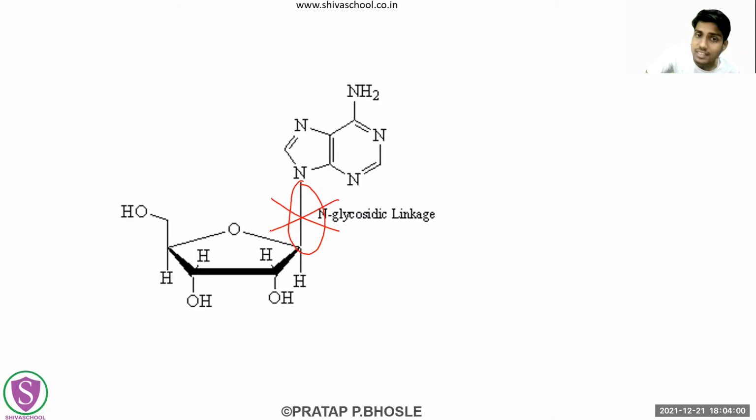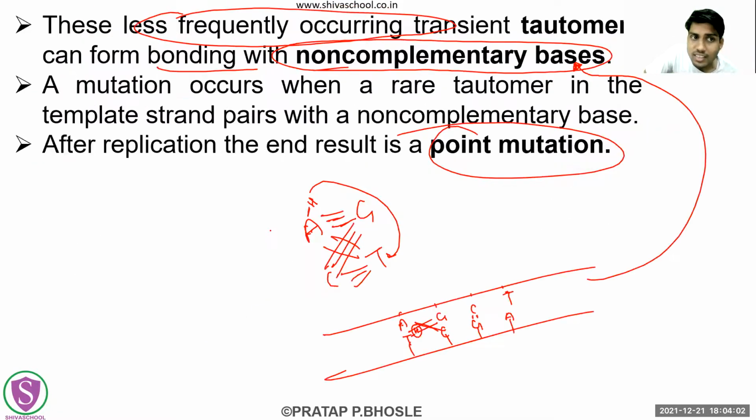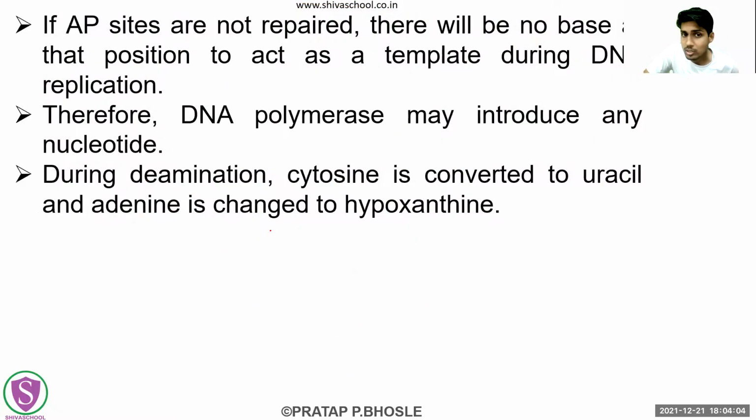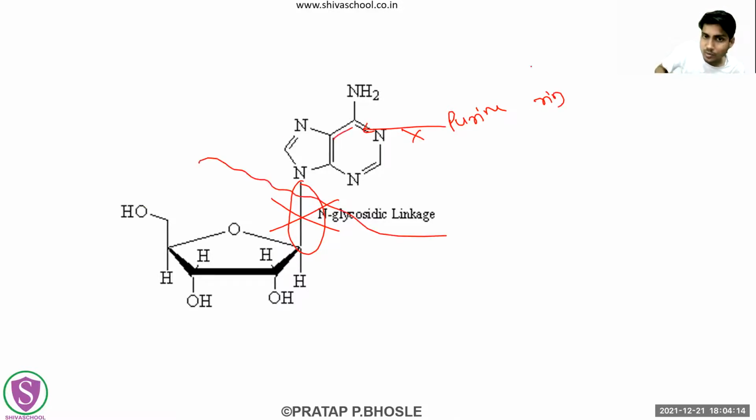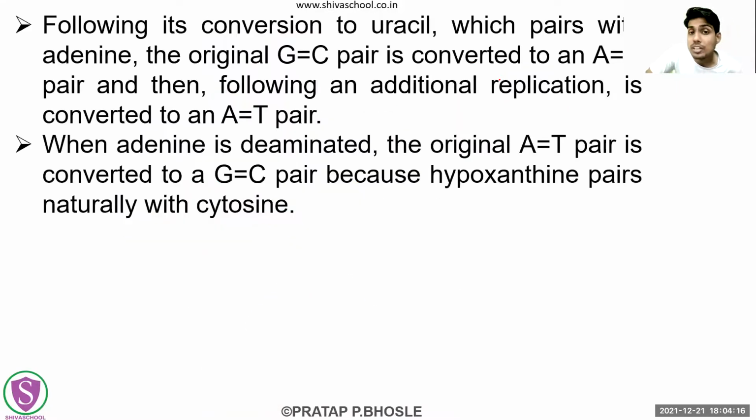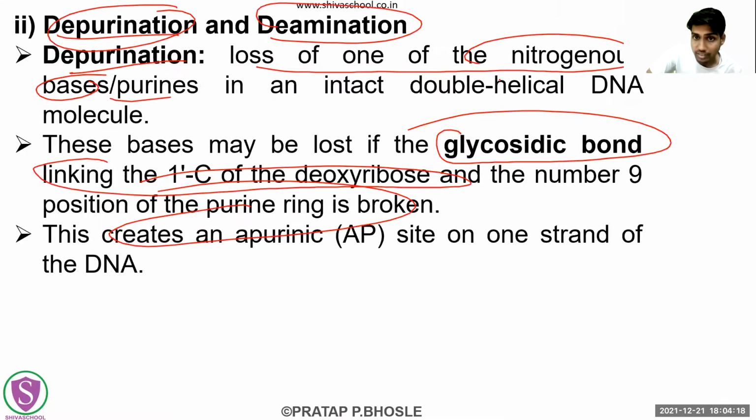what are these called? These are called depurination. Because here, what is happening? This purine ring is getting discarded. So that's why it is depurination, which is occurring here. And as we have said, it is occurring because of the breakage of this glycosidic bond.